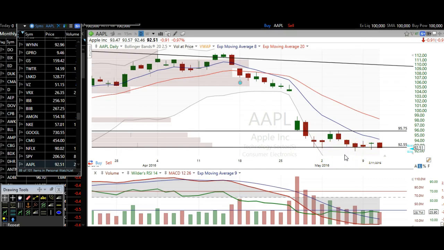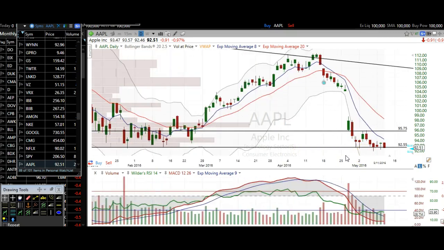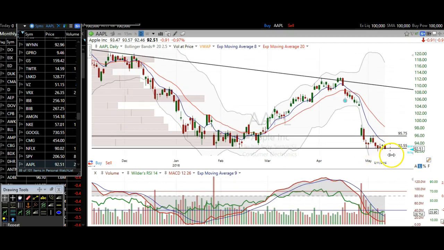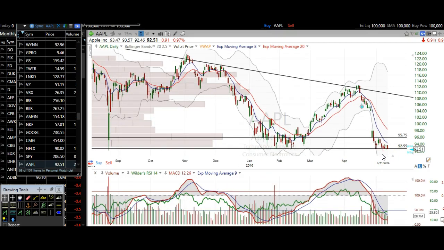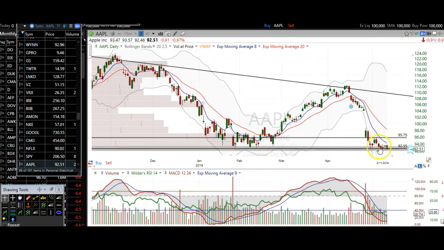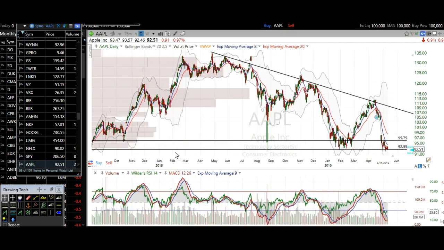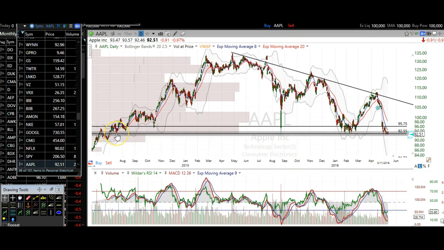A break below 92 is going to be very bad for Apple, and it should break down pretty hard if that happens. Okay, so 92, you want to see 92 hold. If Apple closes below that 92 level, we're going to see some big downside. So not only is it support from these candles recently right here, but also these candles over here, the lows in February, and the low right here in August, and there was a touch right here.